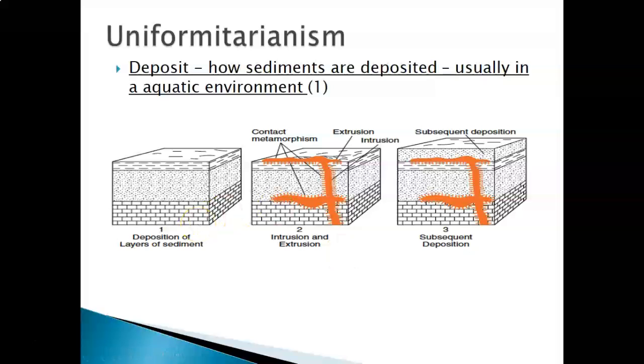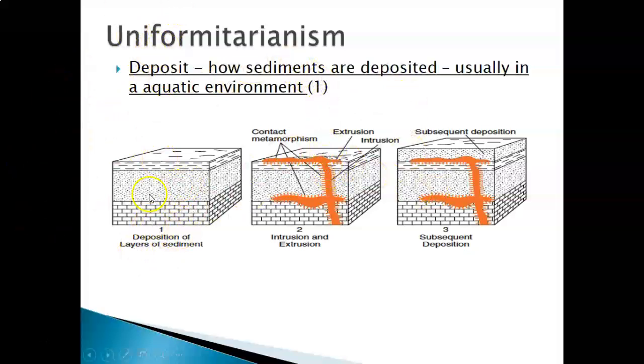Uniformitarianism is, once again, this idea that you have a sequencing of events, so deposits. Like if you were to go to the bank and make a deposit, this is the same idea. You have deposits of sedimentary rock that are most of the time formed in some type of aquatic environment, because lots of erosional processes can happen there. So let's take a look at this chain of events here, 1, 2, and 3.